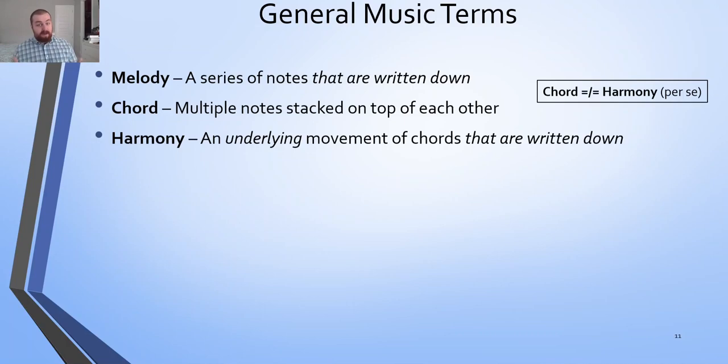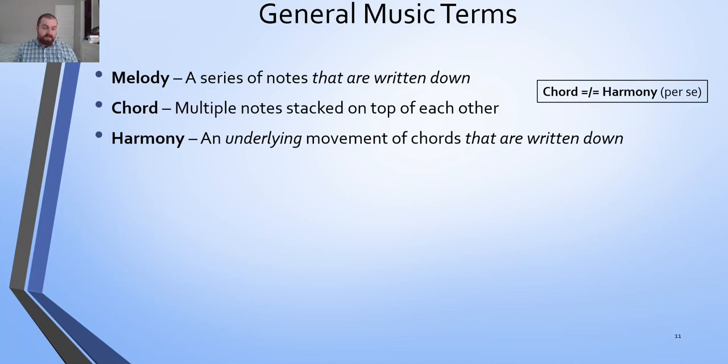We've heard of this term harmony, I'm sure, before. Harmony is, in the case of music, but especially in the case of jazz, an underlying movement of chords that are written down. So harmony is something that everybody is on the same page about. They're thinking through it in their head, and as they're playing, they are playing melody, improvising passages, or playing chords that fit above the harmony. However, a piano player playing a chord is not the same as playing the harmony, because harmony is something that everybody contributes to, versus a chord, which is something that usually pianists and guitarists and vibraphone players play.